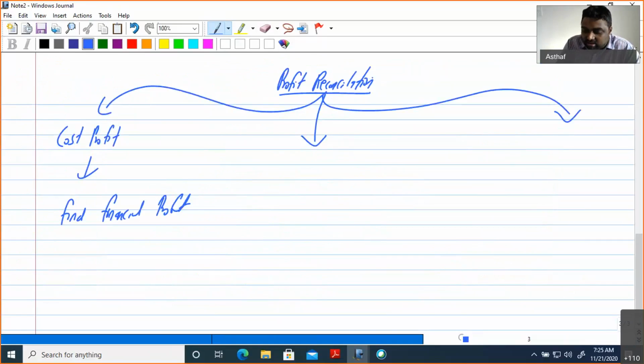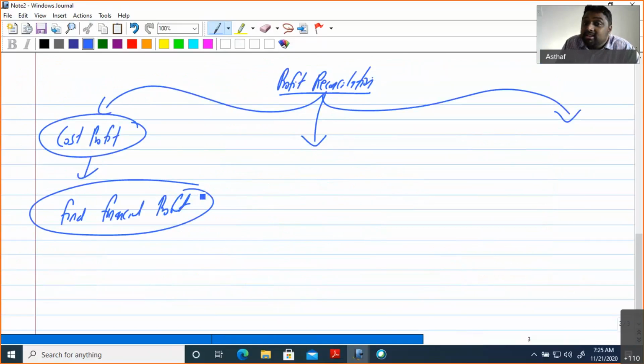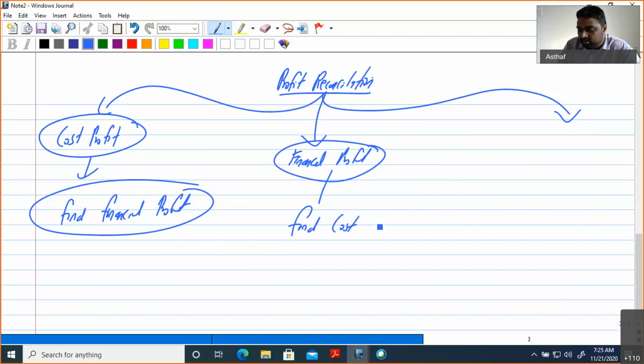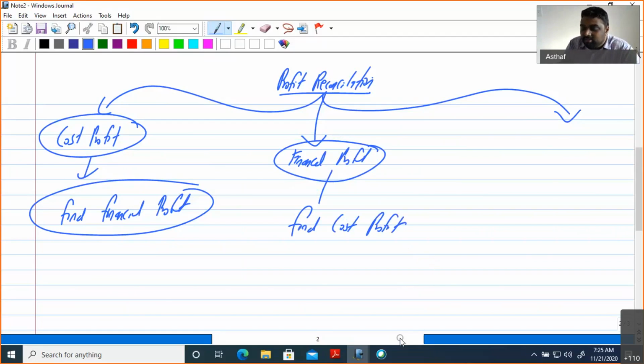So this is what we were discussing under the first method, where you start with cost profit. But I told you already that for our exam purpose, they may not make you do it this way. The second thing is what they will give you. After the cost profit, next they may give the financial profit, and we have to find the cost profit. That is, the financial profit will be given, and we have to find out the cost profit. It will come just the reverse.